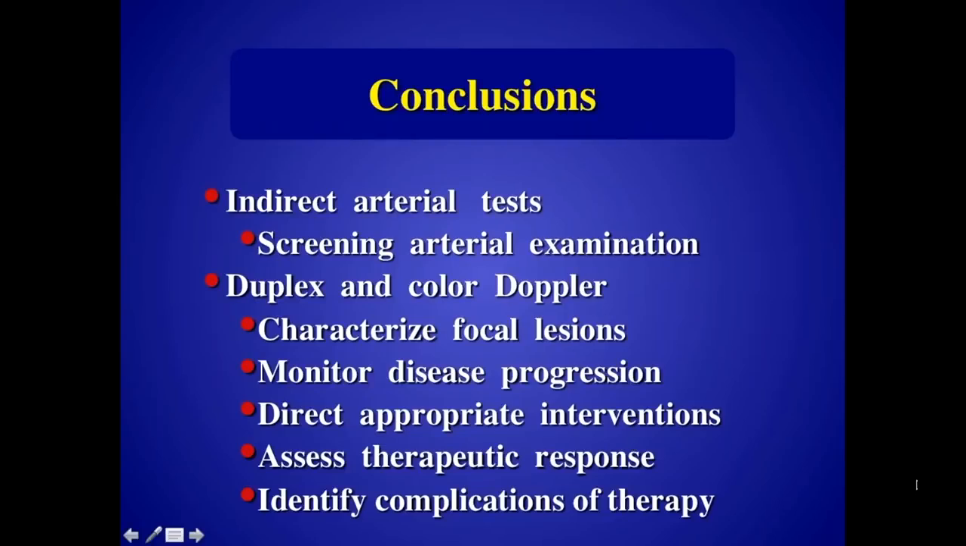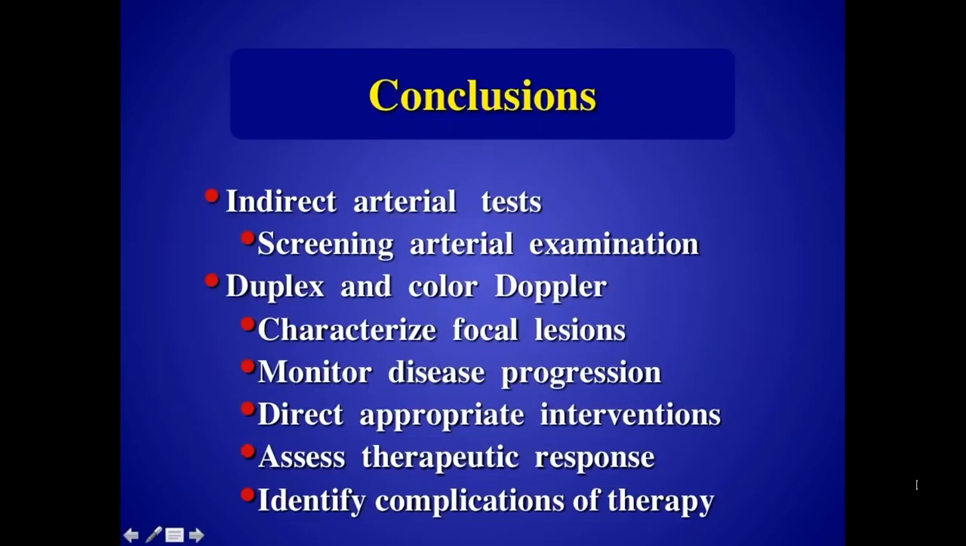So that's it. I'm sure my time is up, and I appreciate your attention. I think that, from looking at some of these cases, I've shown that the indirect studies, at least in my experience, are very helpful for screening for arterial disease. If we have normal ABIs, normal indirect tests, probably no need to go ahead and spend the time doing a duplex study unless you have a patient with claudication.